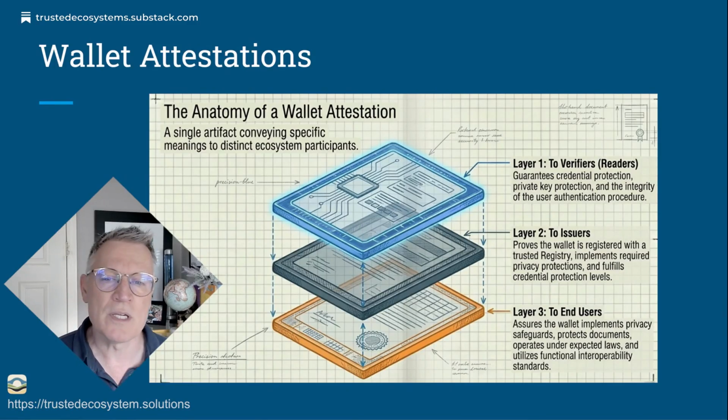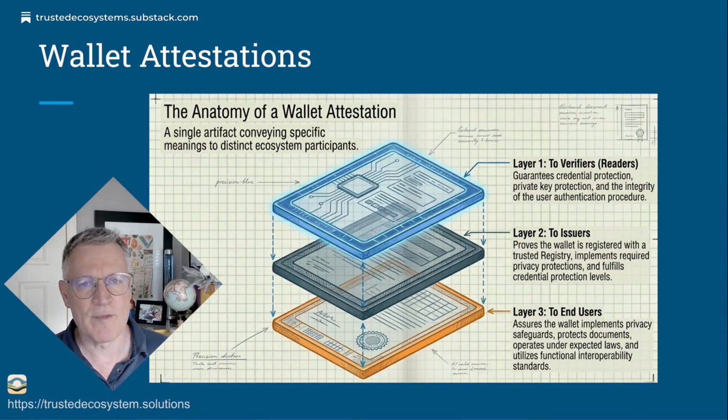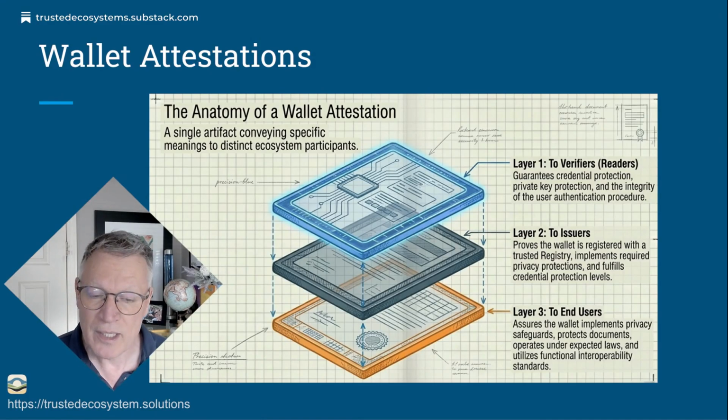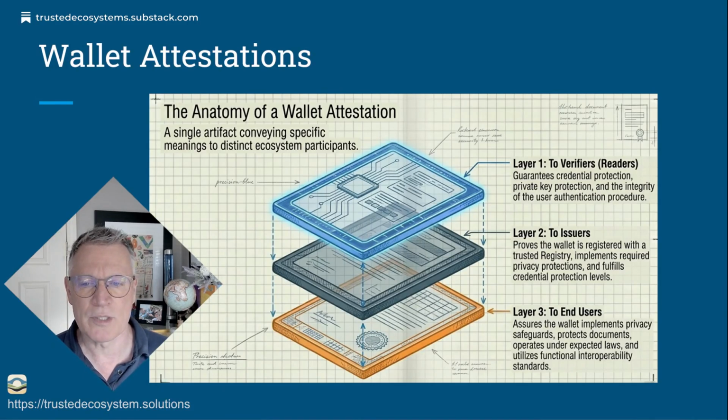Layer 2 is to the issuers, so that the issuer can feel comfortable putting a credential into the wallet. This might be done contractually. In the United States at the moment, it is done contractually between the actual credential issuer and the wallet provider. But when you get to the point of user choice of wallet, this is a key feature, right? For the user to choose that, and then the wallet to identify itself to the issuer.